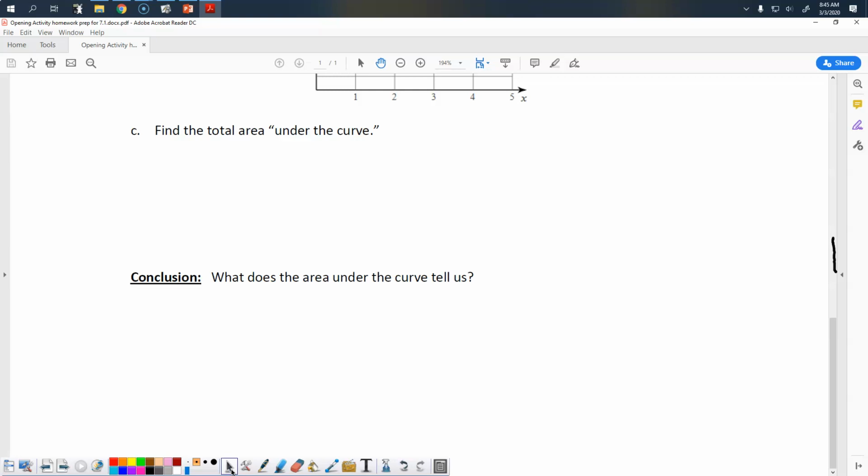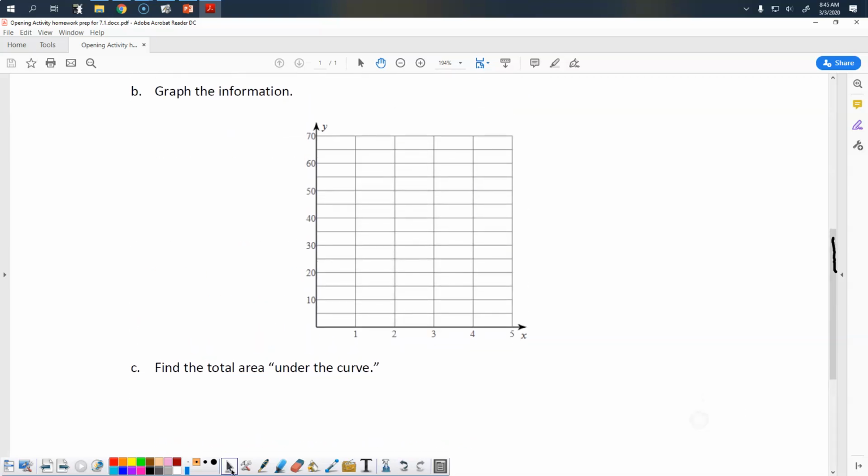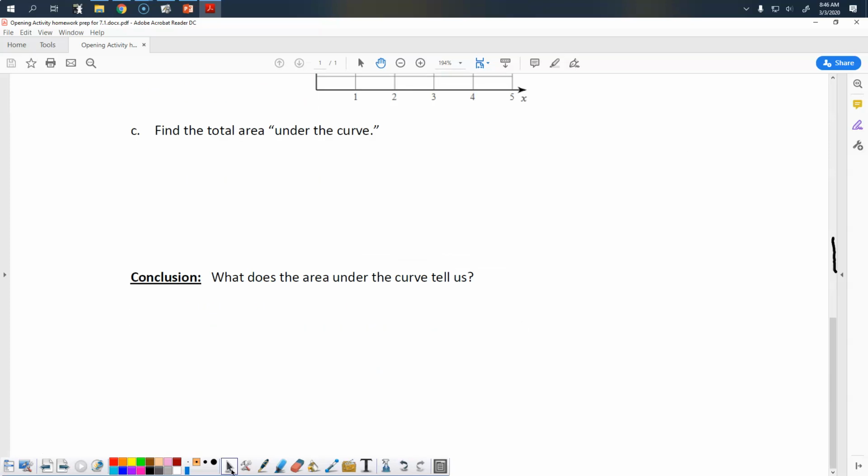This is a graph that represents the what of the car? The average speed, right? Speed over time. So it would seem that if you find the area of a speed graph, it tells you what? The miles driven. Okay? So in calculus, how do we represent area under the curve?